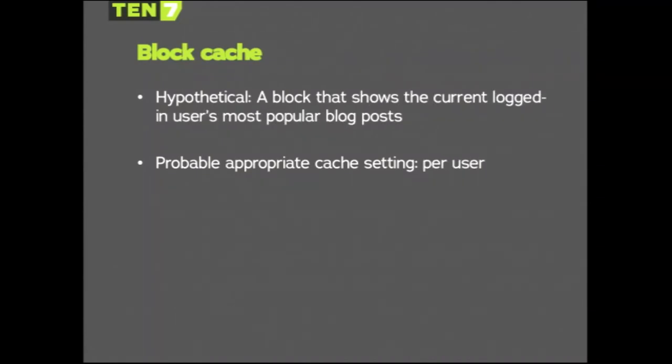A different possibility is that I want to show the current logged-in user's most popular blog posts. So something that could show in a sidebar or a dashboard that's intended just for that user. You would want that cache setting to vary per user. It shouldn't matter what page you're viewing it on, but it should show the same stuff for me anytime I view it compared to anytime Jim views it when he's logged in.